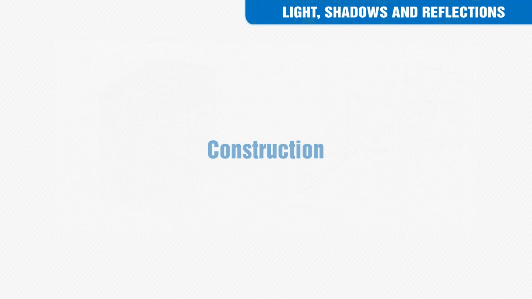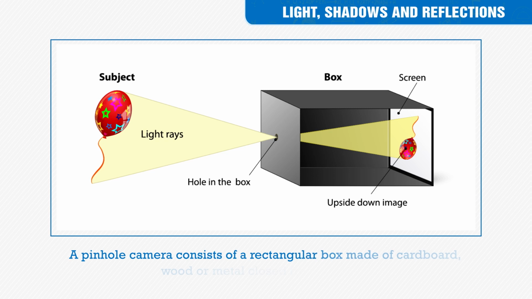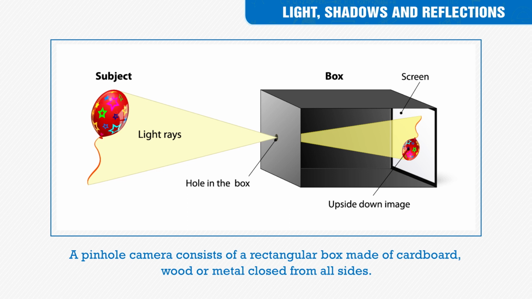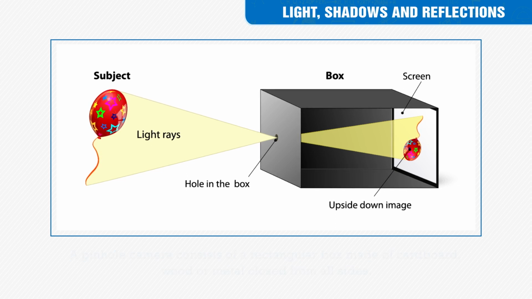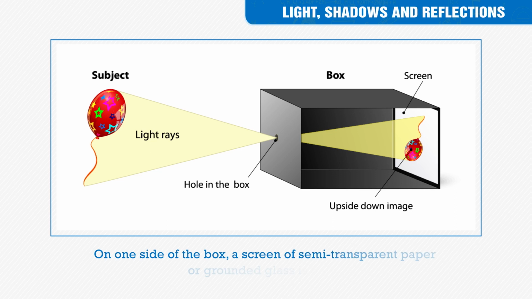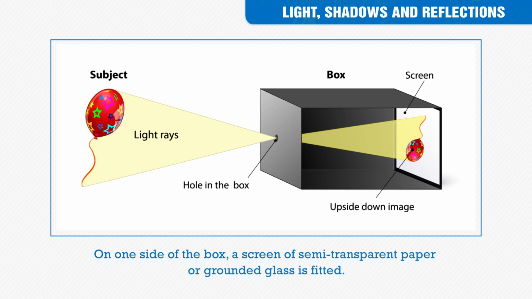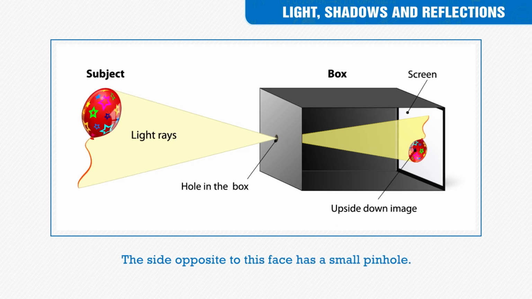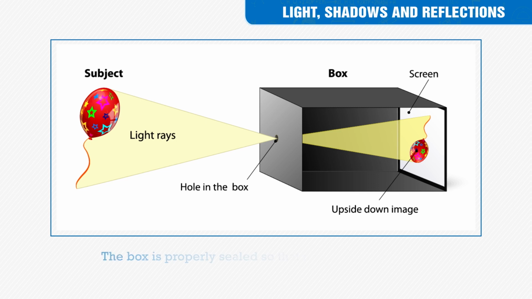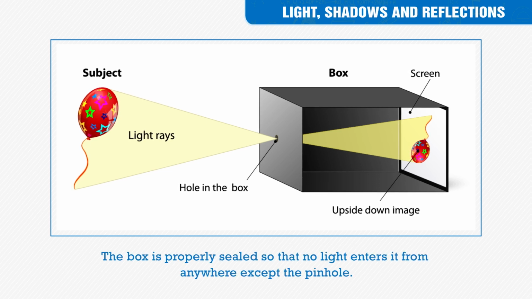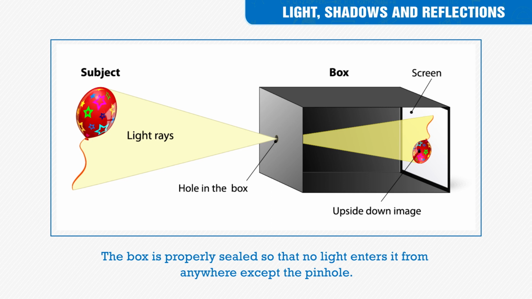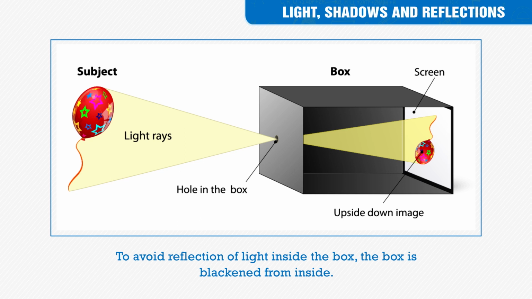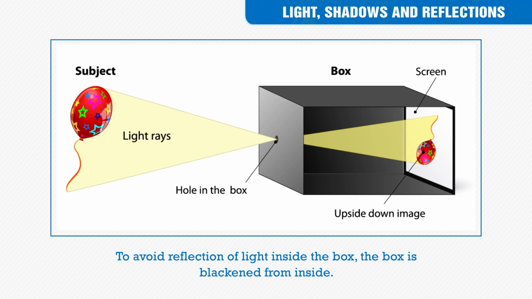Construction. A pinhole camera consists of a rectangular box made of cardboard, wood, or metal closed from all sides. On one side of the box, a screen of semi-transparent paper or ground glass is fitted. The side opposite to this face has a small pinhole. The box is properly sealed so that no light enters it from anywhere except the pinhole. To avoid reflection of light, the box is blackened from inside.